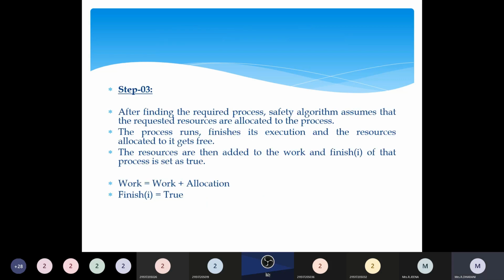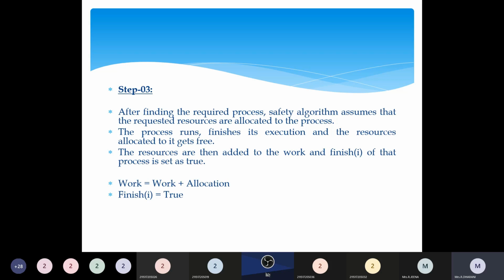Okay, what is step 3? After finding the required process, the safety algorithm assumes that the requested resources are allocated to the process. The process runs, finishes its execution, and the resources allocated to it get freed. So the resources are then added to the work, and finish of I for that process is set as true. Okay, so once the process has released the resources, they will be added to the work. Already work is equal to work plus allocation.